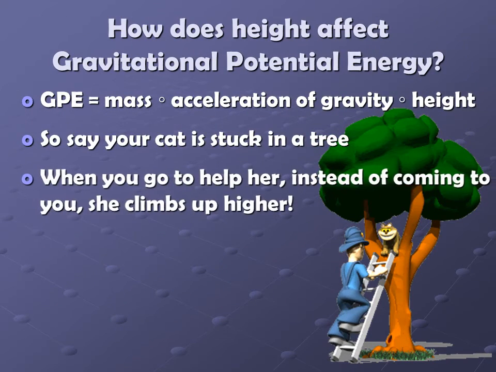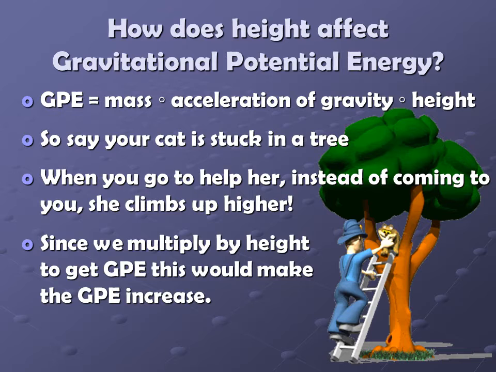So, how does height affect gravitational potential energy? We have our equation there again. GPE is mass times acceleration of gravity times height. Say we have a cat stuck in a tree, and when you go to help her out, instead of coming to you, she climbs up higher. Well, the same thing applies. You're going to be multiplying by a bigger number, so that's also going to increase the GPE.